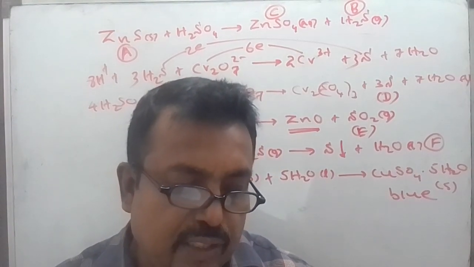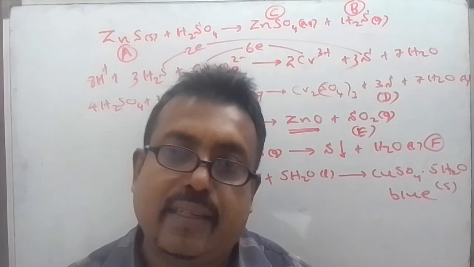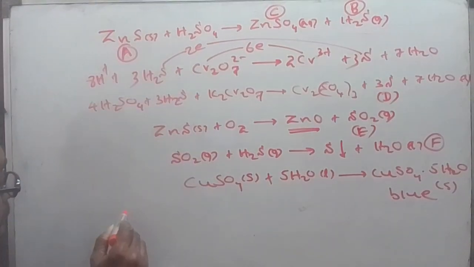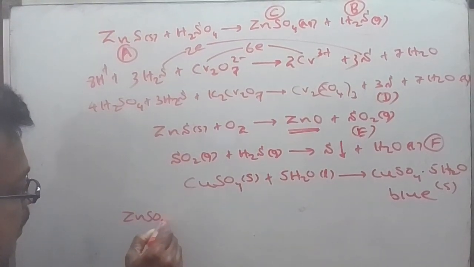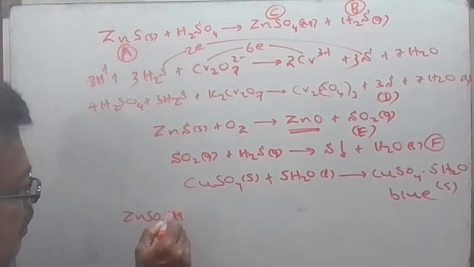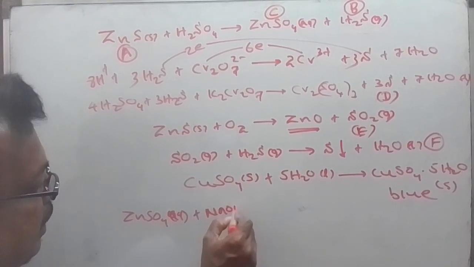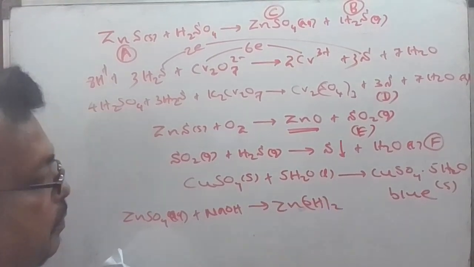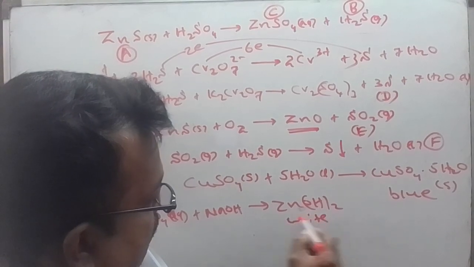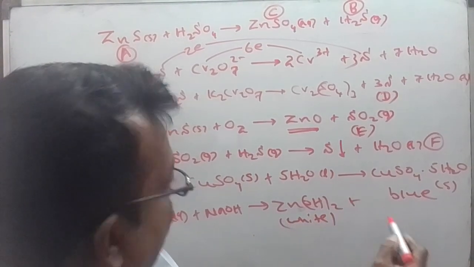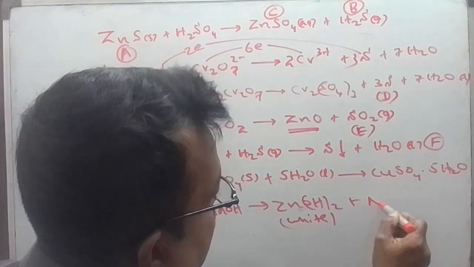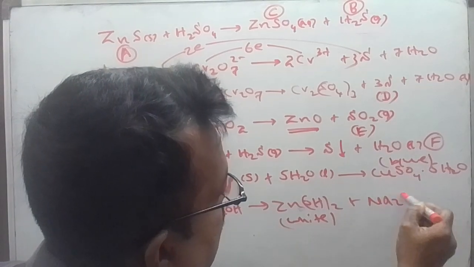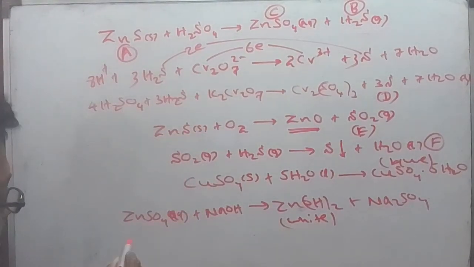The white precipitate is formed by reacting C with sodium hydroxide. We know that C is zinc sulfate. So you can write zinc sulfate aqueous plus sodium hydroxide that produces zinc hydroxide, white, plus sodium sulfate.